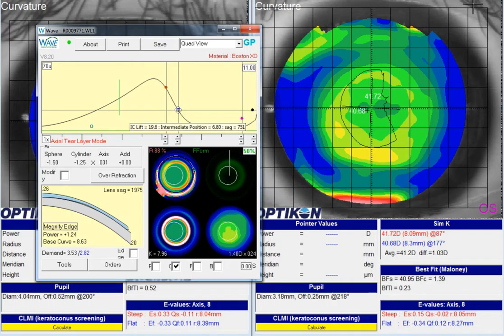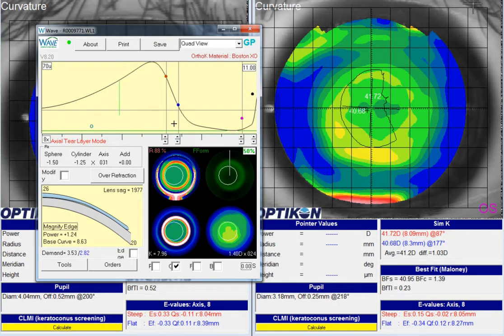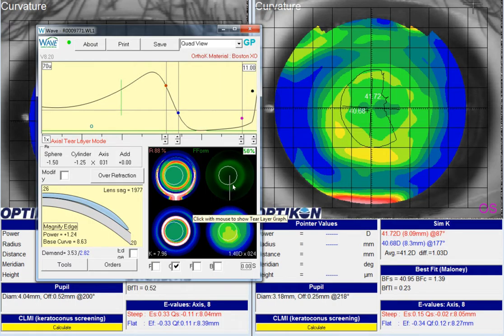We're starting at a sagittal depth of 751 microns right now. So we're going to add 15 here. We'll end up with 766. Adding means we're going to make the lens a little bit taller. And there we are. Because this is G-Sim, that change will be mirrored in the inferior quadrant for us.